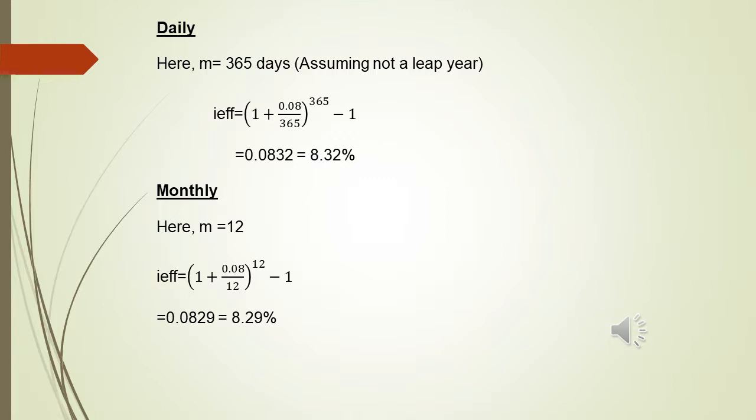Next you have to find it for monthly. When you find it for monthly, M is 12. So I effective is given by (1 plus 0.08 by 12) whole to the power of 12, minus 1. My answer will be 0.0829, which is 8.29%. So this is the effective rate for monthly.